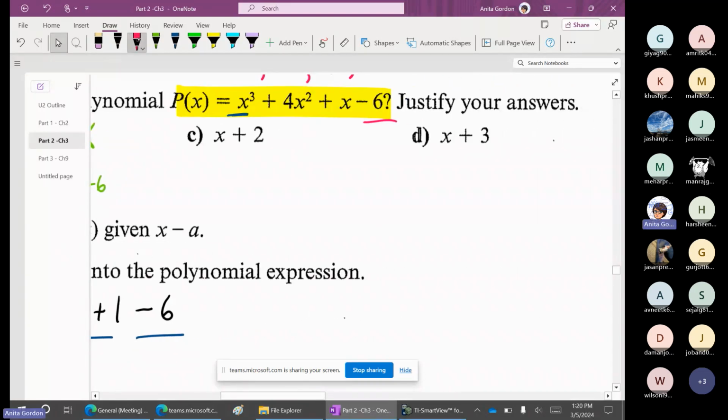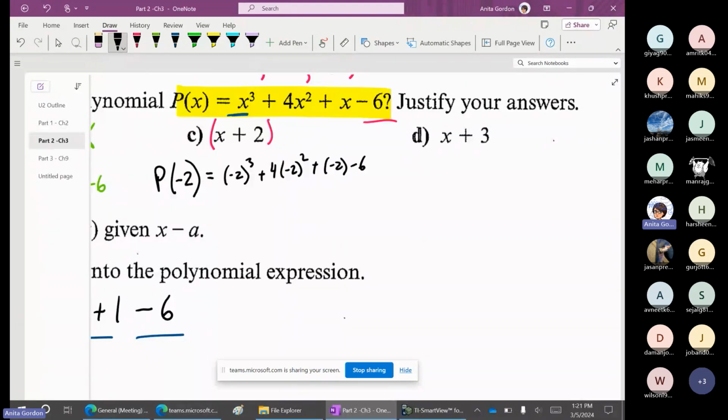Okay, let's test this one. If x plus 2 is a factor, then I need to test the function at negative 2. So negative 2 cubed plus 4 times negative 2 squared plus negative 2 minus 6. This one looks a little bit more promising. This is negative 8 plus 16 minus 2 minus 6. And this does simplify to 0, so this is a factor.